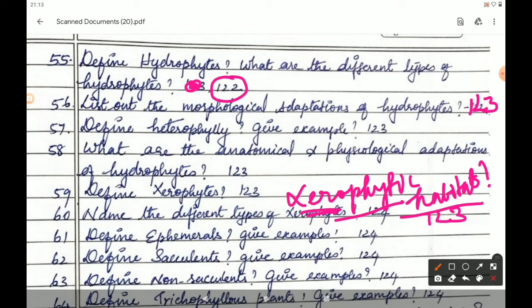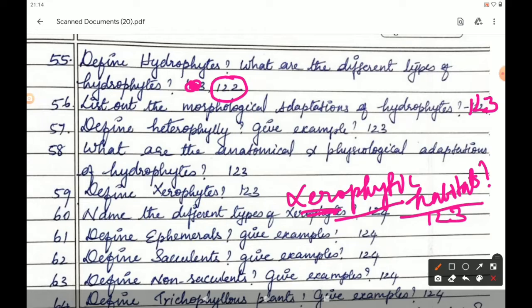The next question, question number 62. Define succulents. Give example. The answer is given in page number 124. Succulents are also called drought enduring plants. These plants store water in their plant parts during the dry period. Examples: Opuntia, Aloe, Bryophyllum, Begonia.